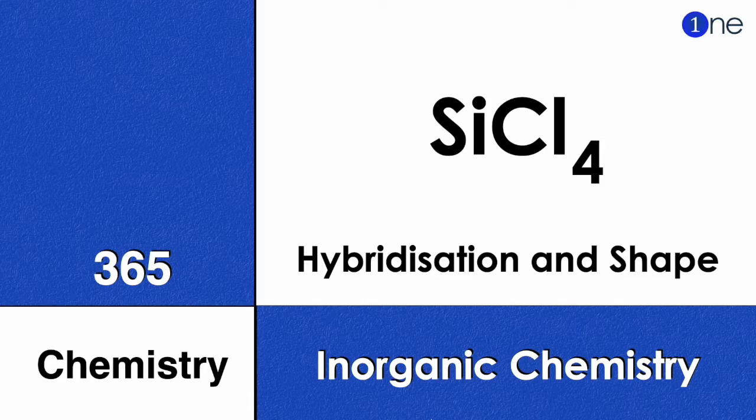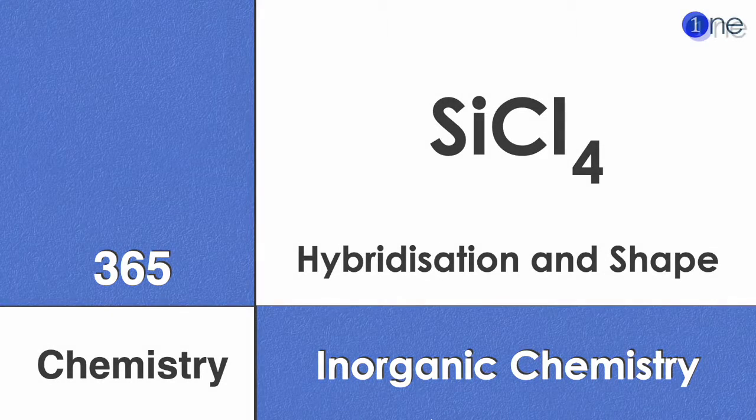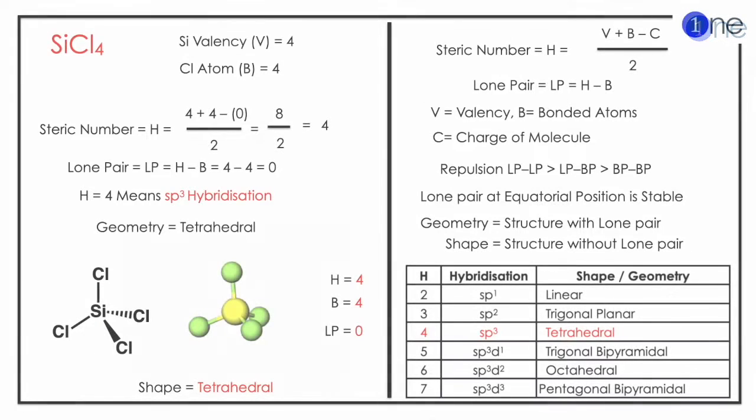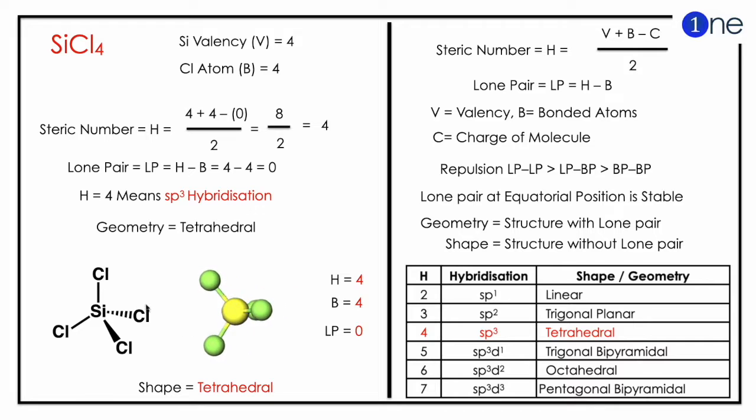Inorganic chemistry questions for you. Here silicon tetrachloride is given. You have to find hybridization and shape of it. To find the hybridization, you should know the steric number.